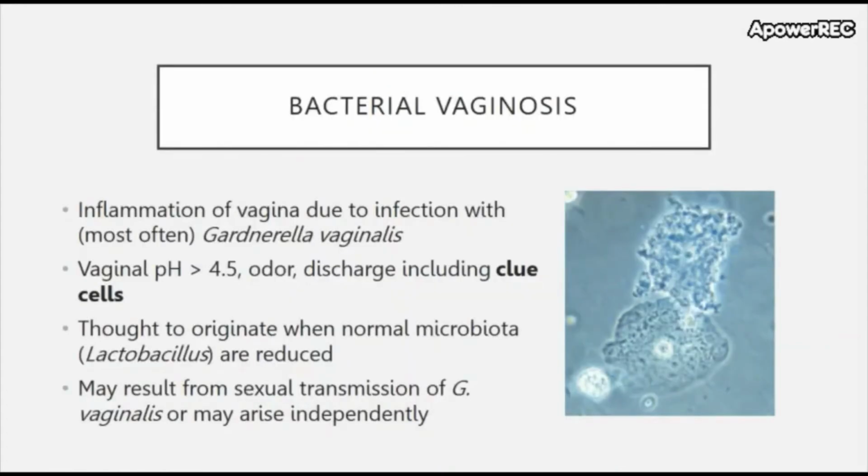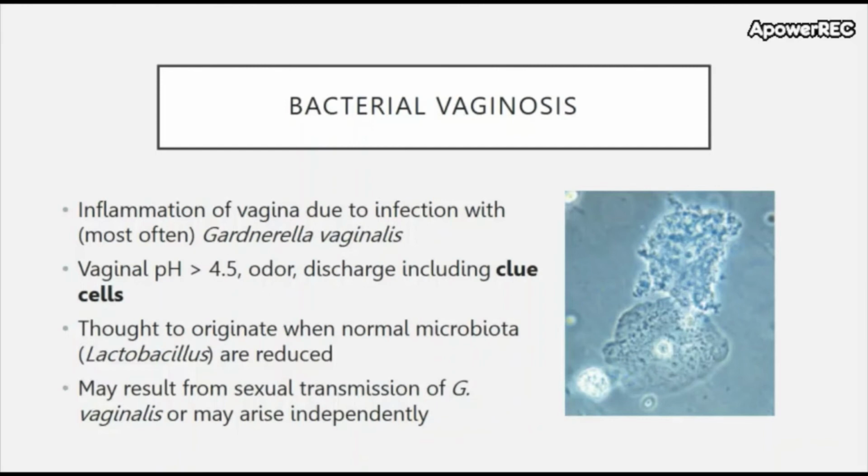So this is select topics. We won't cover all of the different types of bacterial infections of the reproductive system. We'll wrap up here with bacterial vaginosis. It is an inflammation of the vagina due to infection with a bacterium, most often Gardnerella vaginalis. And signs include a vaginal pH that rises above 4.5. And we do have an odor with this and a discharge with this, and what we call clue cells.